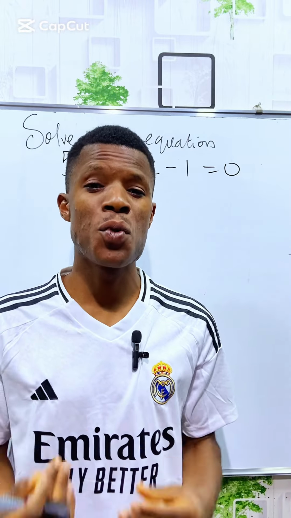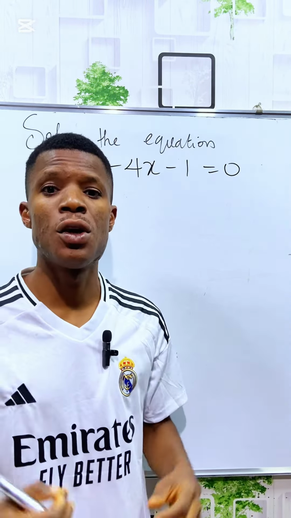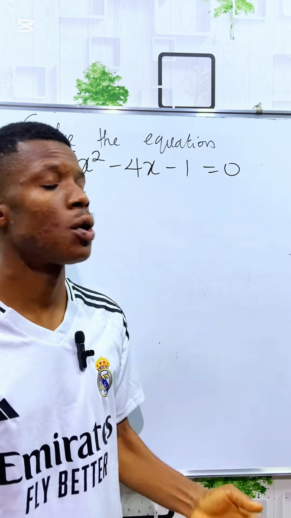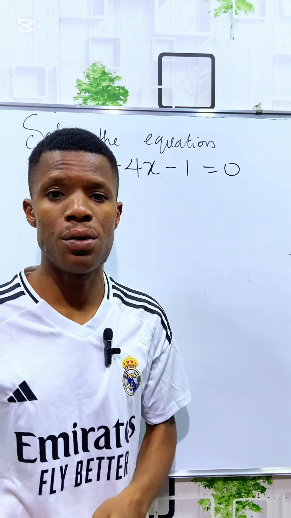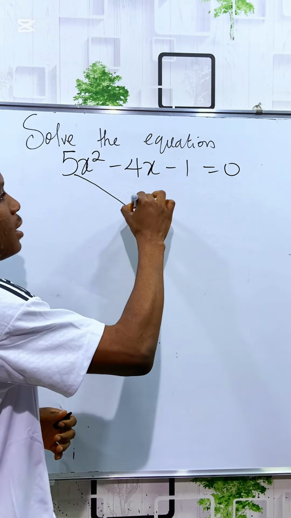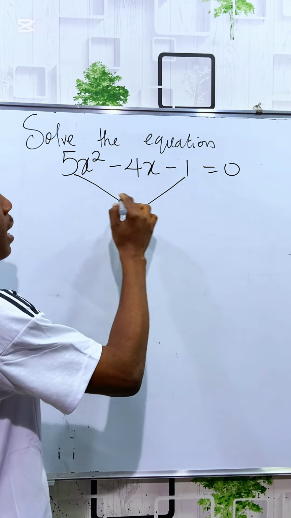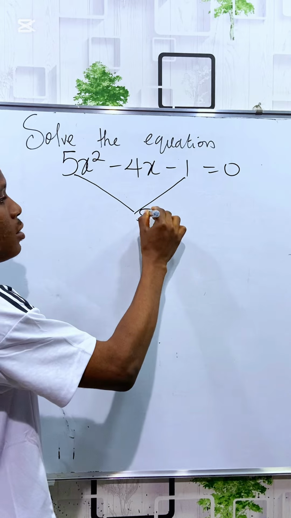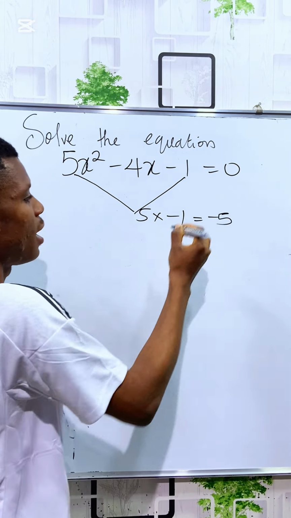Guys, here is a quick way to solve quadratic equations by the factorization method. We are told to solve 5x squared minus 4x minus 1 is equal to 0. So for us to solve this, all we have to do is to multiply the leading coefficient by the last term. When you multiply 5, which is the leading coefficient, by the last term, which is minus 1, it should give you minus 5.